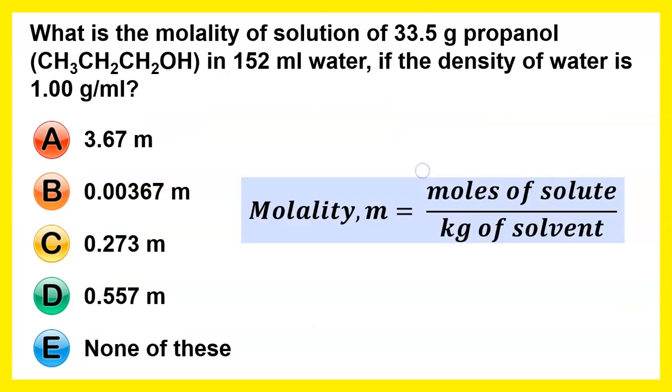Okay, one more. Let's practice that weird one that we don't use super often, molality. What's the molality of a solution of propanol mixed with water? It told you how many grams of propanol you're going to use, and it told you a volume of water. So you're going to have to convert from grams of solute to moles of solute, and you will have to convert from milliliters of water all the way into kilograms of solvent. So milliliters to grams and grams to kilograms.